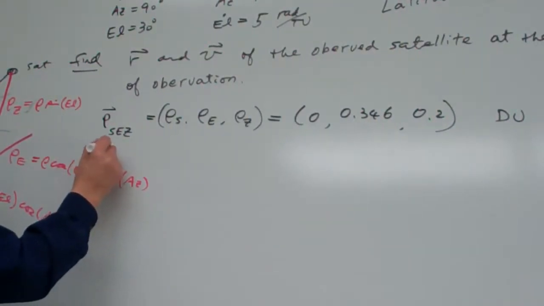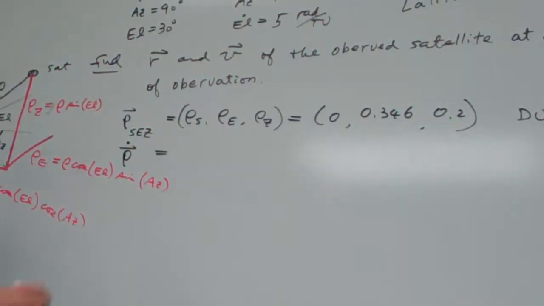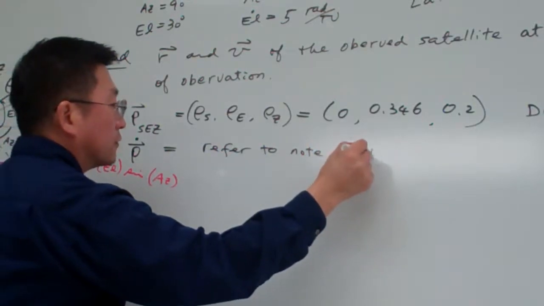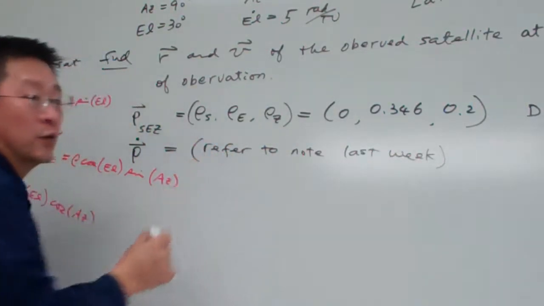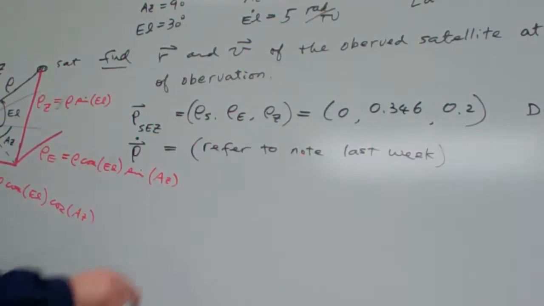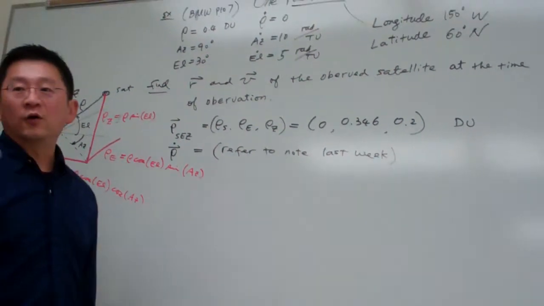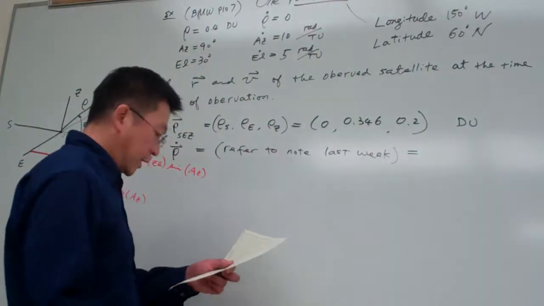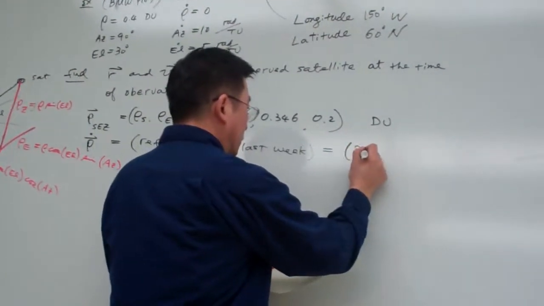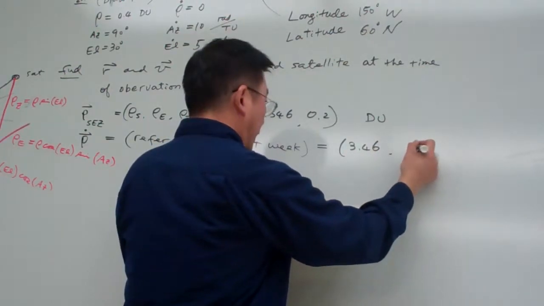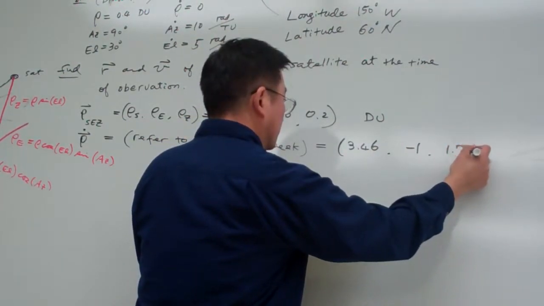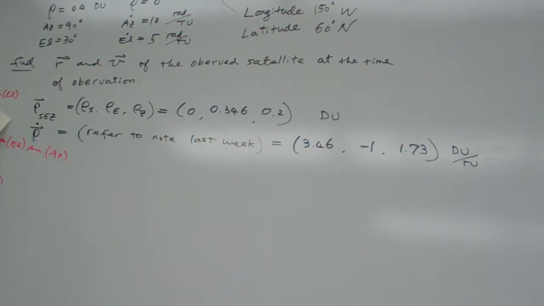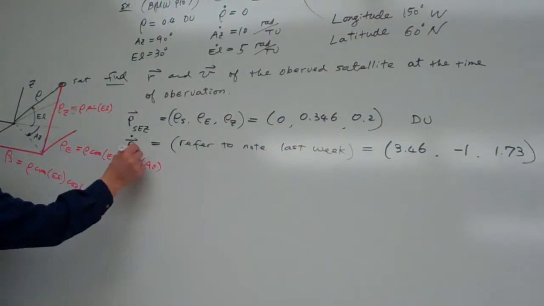Okay, so now we can determine this one. I would say refer to the notes from last week, because it's long writing and we can always refer to that. It is very, very straightforward, and if you remember, if you flip over, it involves 3 very long lines of calculations. So let me skip that part, and the result will be equal to 3.46, minus 1.73, DU. From those, we can proceed with the calculation in SEZ.